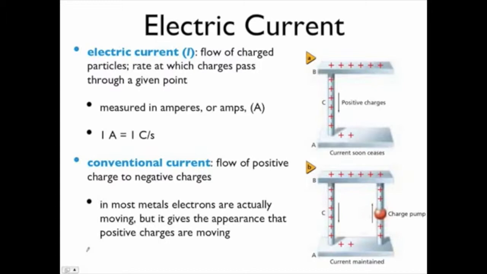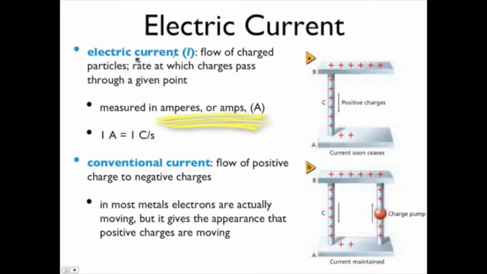In this video, we're going to talk about current, voltage, power, and resistance. Electric current is kind of a weird one. They call it current, which is a C, but its symbol is actually an I, and it's just the flow of charged particles, or the rate at which charges pass through a given point. And then its units is amps.